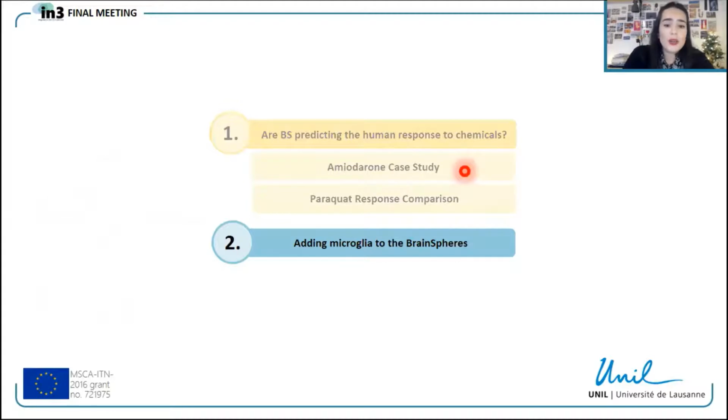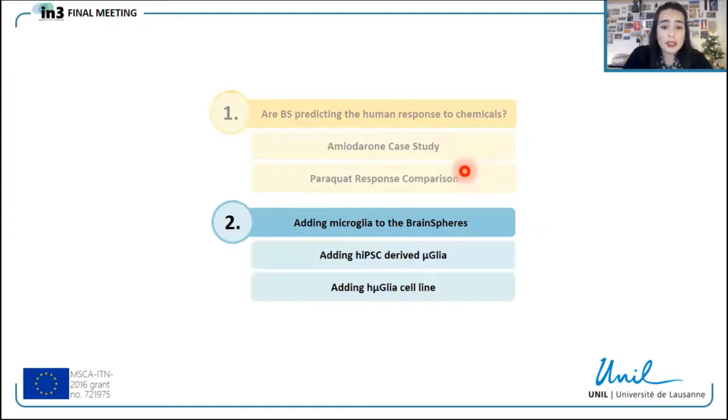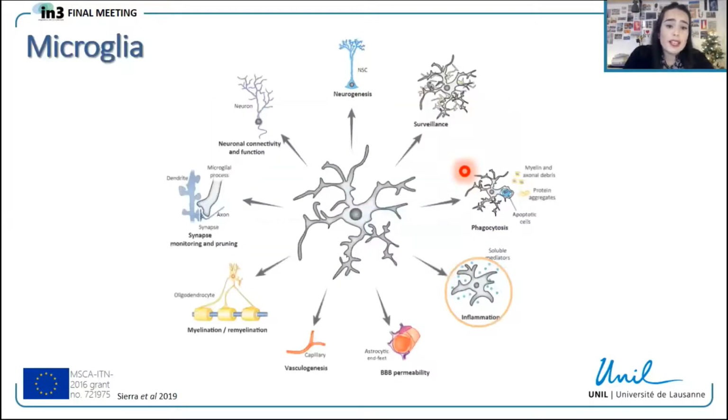Finally, along the last 3 years, I've been trying to add microglia to the brain spheres. And why? Because microglia are the resident macrophages of the brain. They are the cell type that is missing in our model. And they are very important since they are involved in a lot of developmental processes of the brain, but also in keeping the homeostasis in the brain. And we are very interested in inflammation, and they are one of the key players in the inflammation. So we are very interested in having these cells together with our brain spheres.